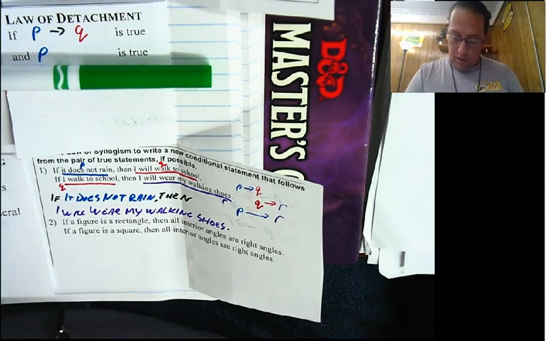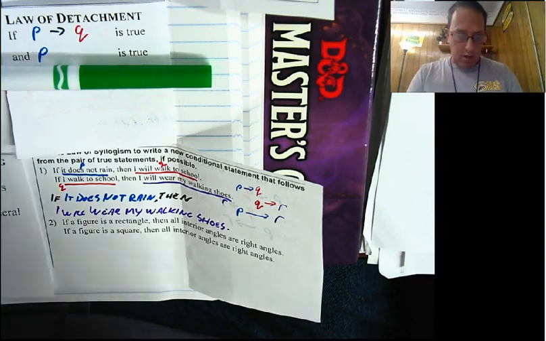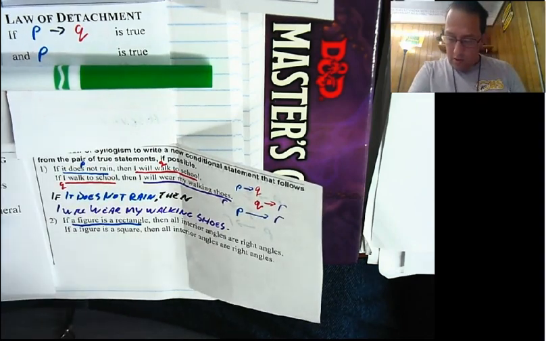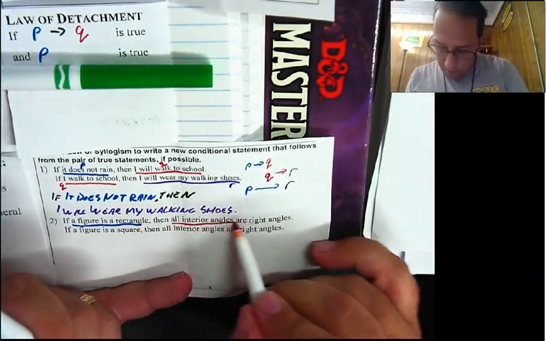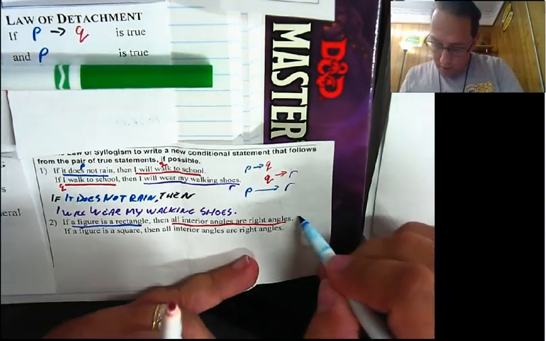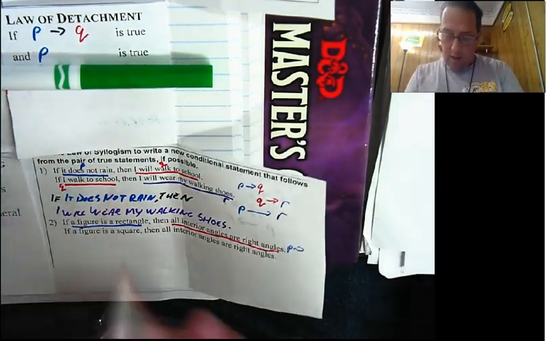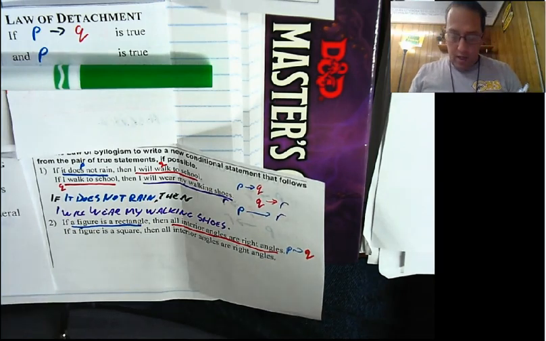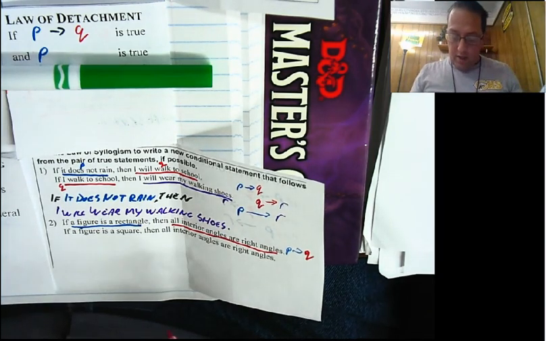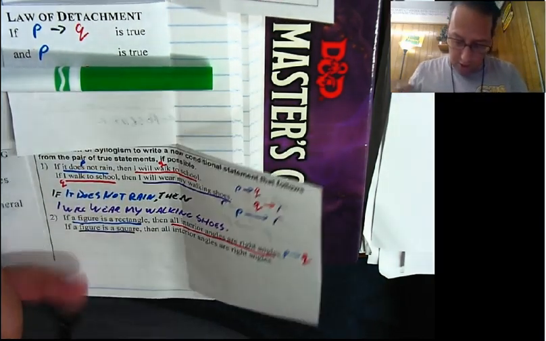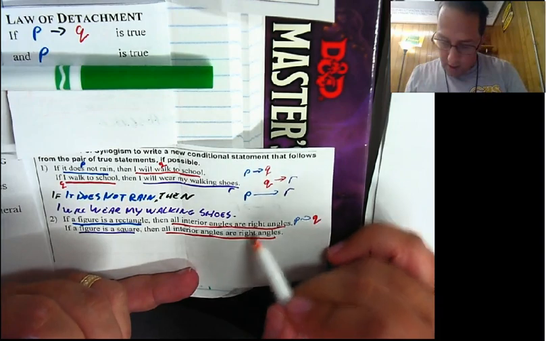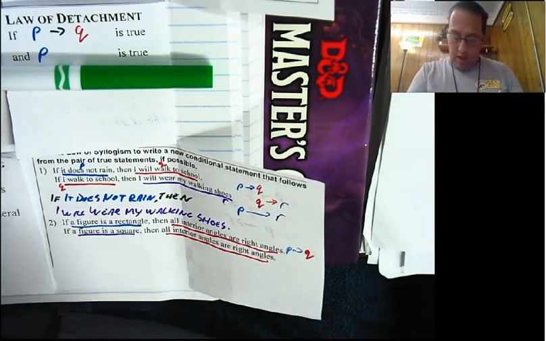If a figure is a rectangle, then all interior angles are right angles. So let's see. If a figure is a rectangle, we'll have that one here. Then all interior angles are right angles. So here's my conclusion. So I have if P, then Q. Right? Okay. Next statement. If a figure is a square, have I had that statement yet? I have not had that clause yet, so that is a new clause. That is R. Then all interior angles are right angles. I already had that before. That's Q again. Okay, so now let's put this in like so.